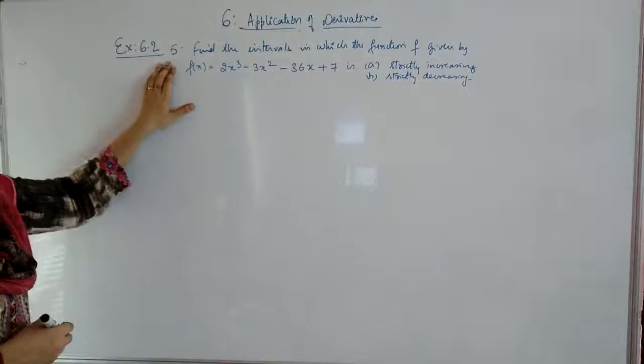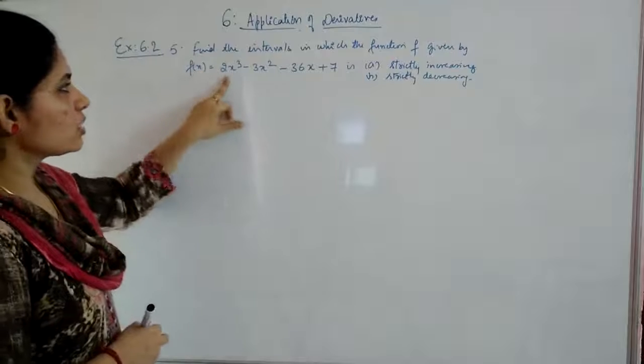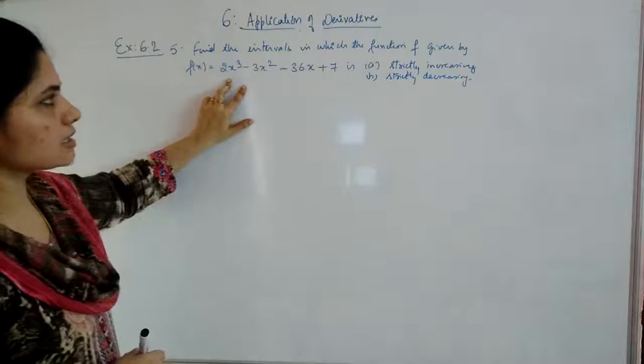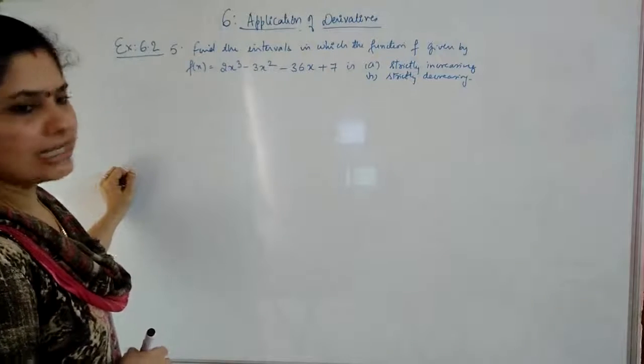The fifth question is: find the intervals in which the function f given by f of x equals 2x cube minus 3x square minus 36x plus 7 is strictly increasing, strictly decreasing.